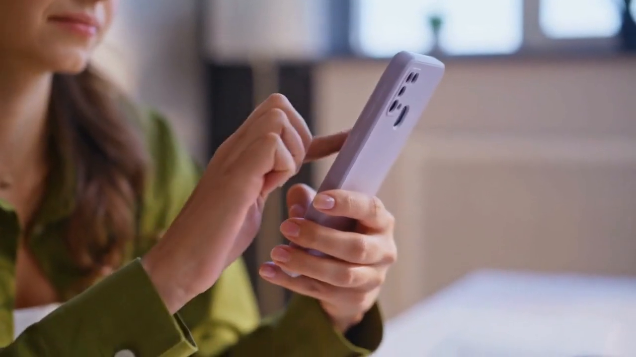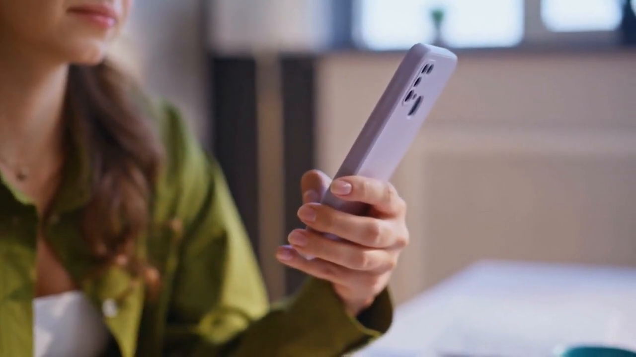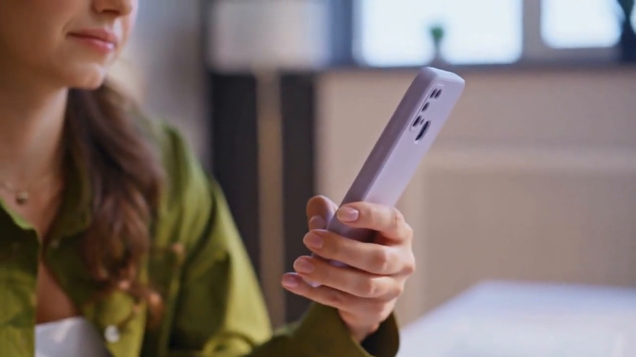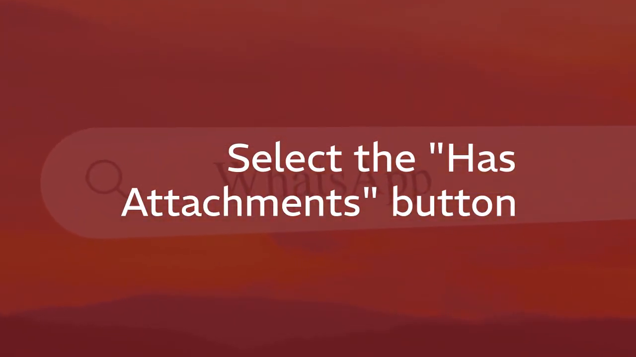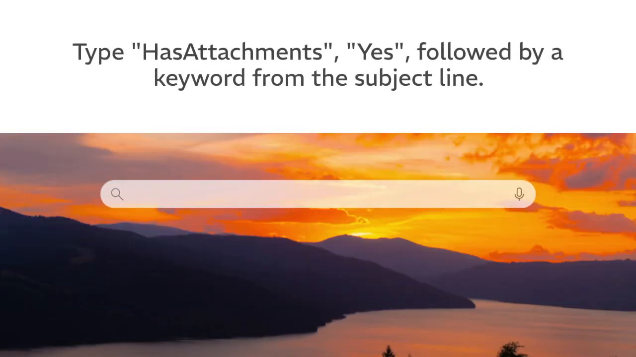If the chain is far too long to scroll through manually, use the search bar at the top of the window. Click inside the search box and select the Has Attachments button from the Refine menu. You can also manually type the command Has Attachments Yes, followed by a keyword from the subject line. This instantly filters out all messages that do not contain files.